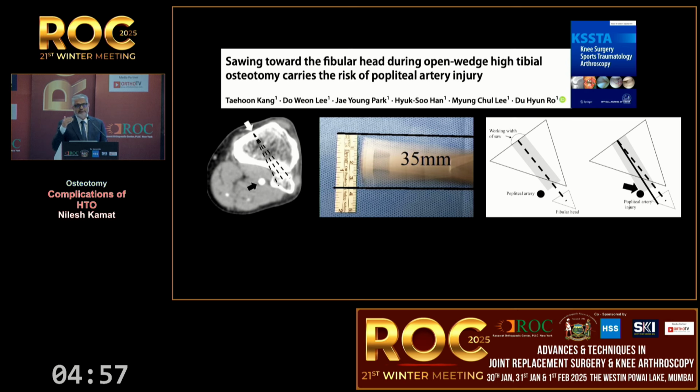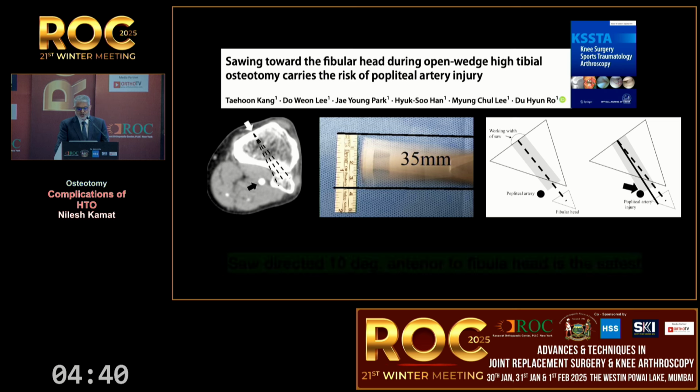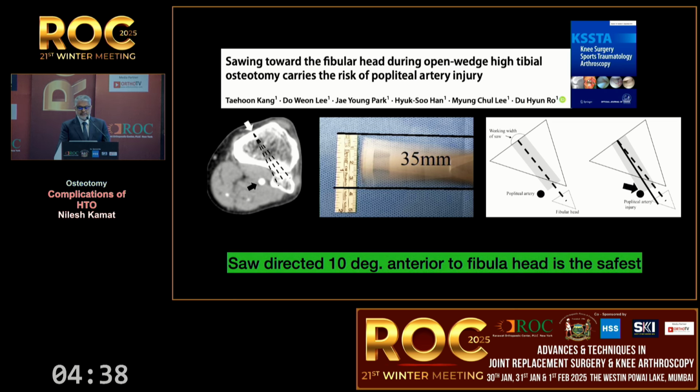What about the direction of the saw blade? If you look at this, when you're using an oscillating saw blade, it's not as if it's going only in one direction. There is a significant oscillation, and you need to be aware of how much oscillation there can be. As much as 35 millimeters is what you're looking at. So when you're directing the saw 10 degrees anterior to the fibular head, that is the safest.